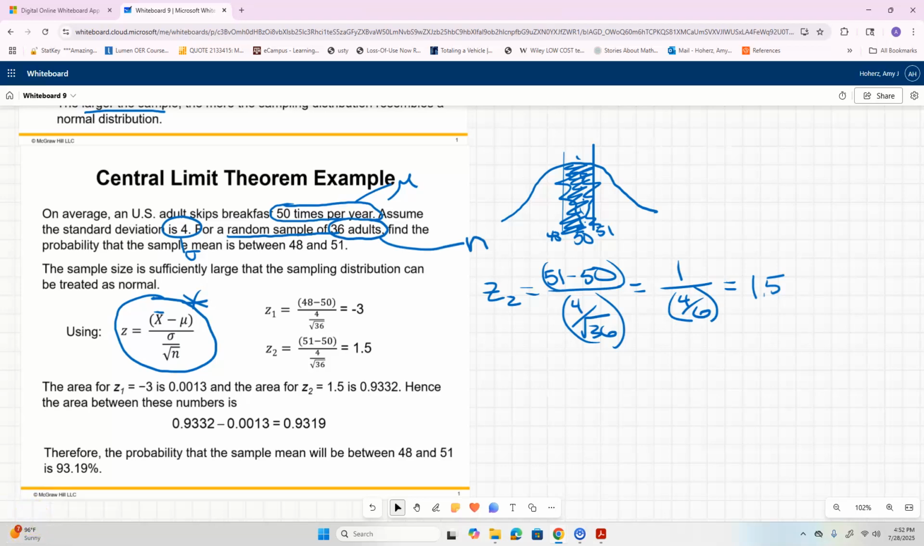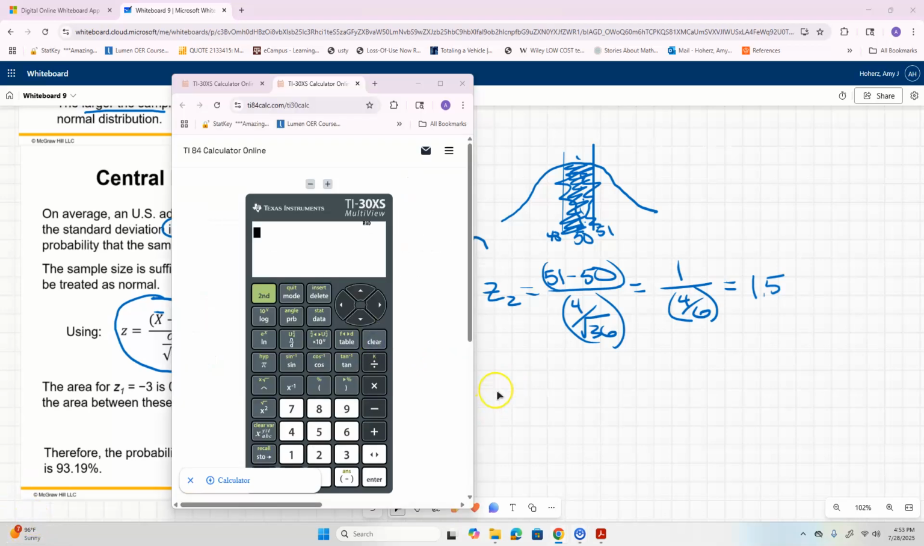Another way to do that, okay, so here's the calculator. One way is to just put it in from the beginning to the end, making sure that you put parentheses around your top and then around your bottom. So 51 minus 50 divided by parentheses 4 divided by square root 36.